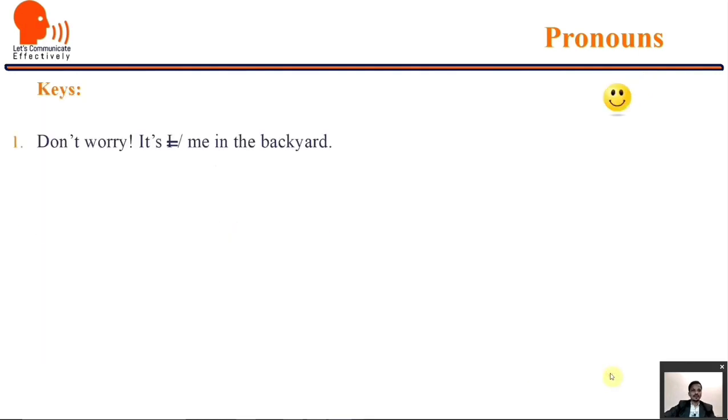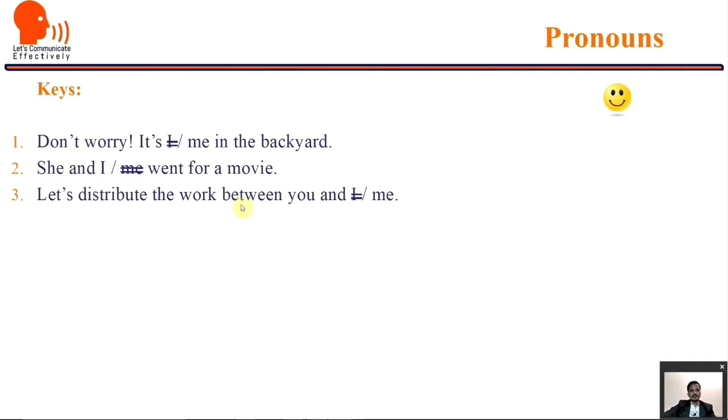So here, don't worry, it's me in the backyard, not it's I, because me is used in objective form. She and I went for a movie. I is coming in as a subject in subjective form, that's why it is I. Let's distribute the work between you and me. Now here me is coming as an object, so objective case, me.